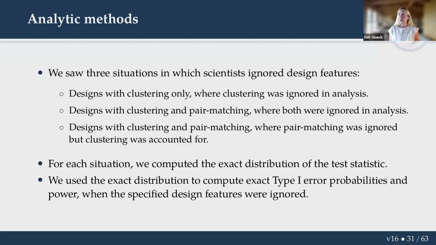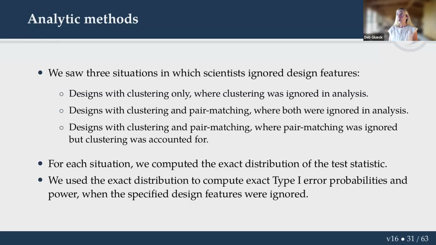We saw three situations in our systematic review in which scientists ignored design features. We saw designs with clustering only when clustering was ignored in the analysis. We saw designs with clustering and pair matching when both were ignored in the analysis. And we saw designs with clustering and pair matching where pair matching was ignored, but clustering was accounted for. For each situation, we computed the exact distribution of the test statistic. We used the exact distribution of the test statistic to compute exact type 1 error probabilities and power when the specified design features were ignored.